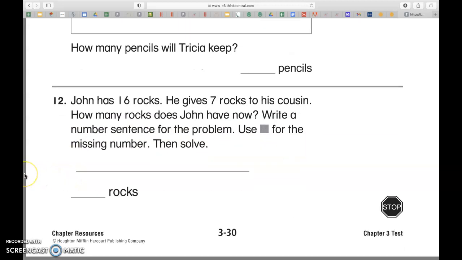Question number 12, your final question. John has 6 rocks. He gives 7 rocks to his cousin. How many rocks does John have now? Write a number sentence for this problem. And then you can use a blank or a question mark for your missing number. Your math sentence goes on this line with the total number of rocks here.